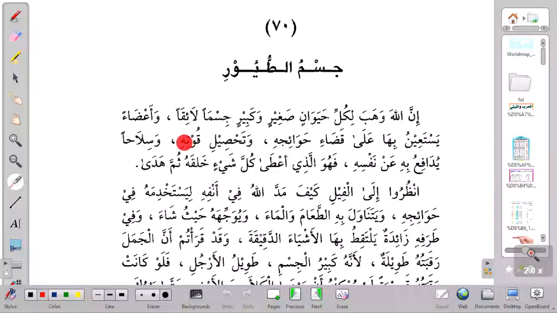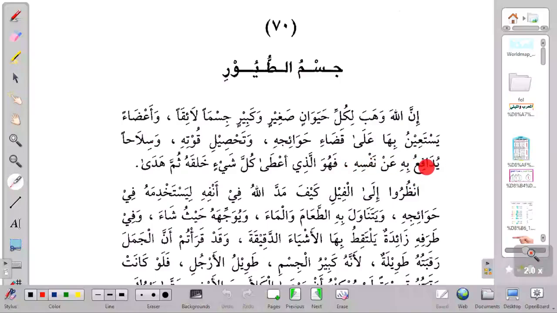وَتَحْسِينُ قُوتِهِ, and obtaining its food. Qut is sustenance of animals. وَسِلَاحًا يُدَافِعُ بِهِ عَنْ نَفْسِهِ, and a weapon. Silahun actually means weapon. So something that is used for protection is termed as silah. That which it protects itself by means of it.